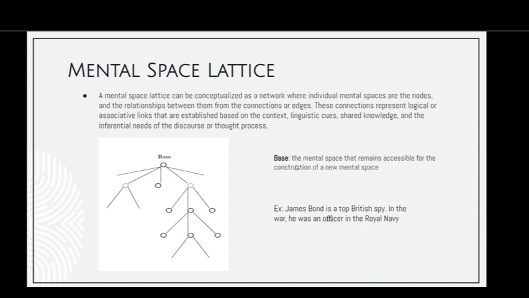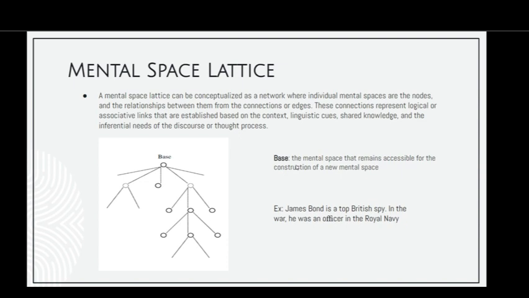So when multiple mental spaces interact with each other, it forms something called a mental space lattice. It can be conceptualized as a network where individual mental spaces are the nodes and the relations between them form the connections, or edges. These connections represent logical or associative links that are established based on the context, linguistic cues, shared knowledge, and the inferential need of the discourse or thought process.